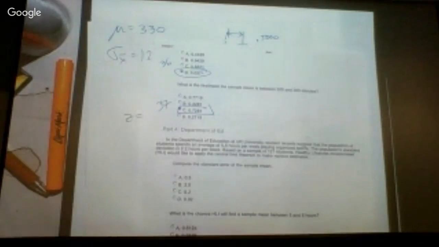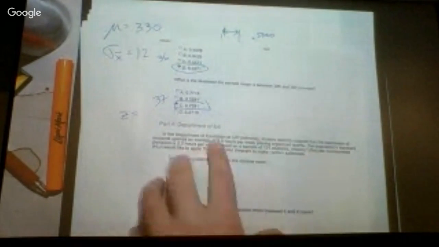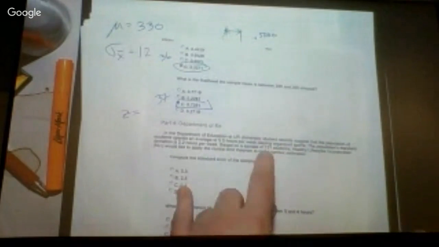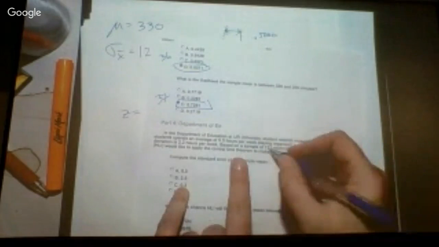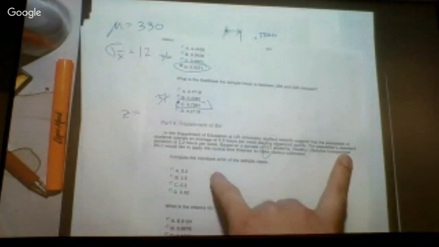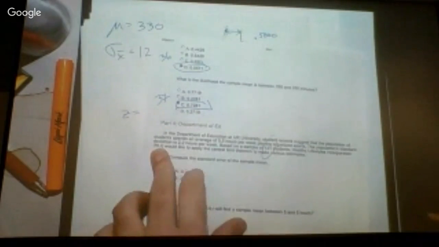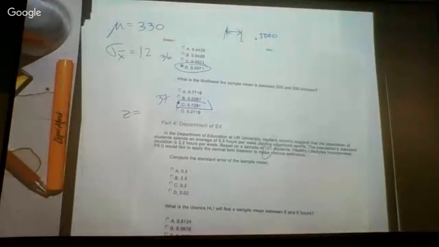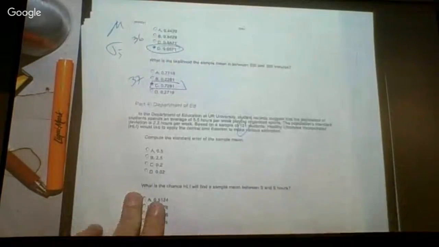Help me out. In the Department of Education at your university, student records suggest the population of students spend an average of 5.5 hours per week playing organized sports. The population standard deviation is 2.2 hours per week. Based on a sample of 121 students, Healthy Lifestyles Incorporated, HLI, would like to apply the central limit theorem to make various estimates. Standard error of the mean.